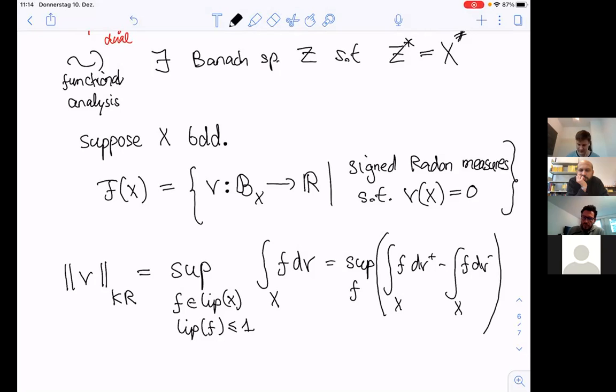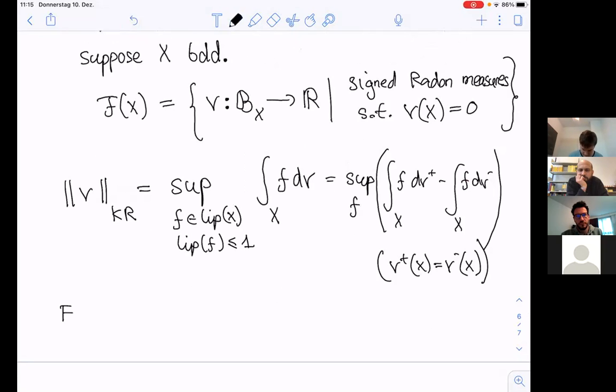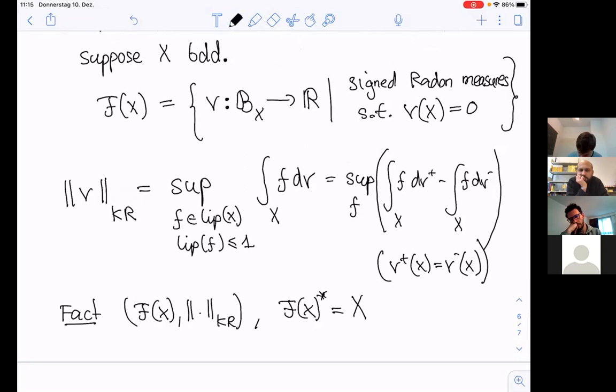And here you see already from this definition, since the total mass is 0, it doesn't matter if I add a constant to f. So I only care about Lipschitz functions up to a constant, right? If I add a constant c, this constant will cancel out since ν⁺(X) equals ν⁻(X) by assumption. So in this setting, the fact is that the dual space of F(X), equipped with this Kantorowicz-Rubinstein norm, is the Lipschitz dual of X.